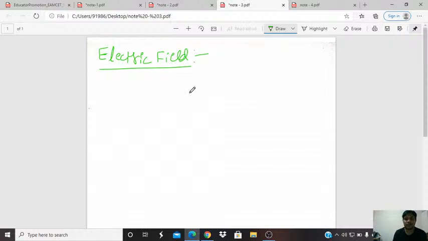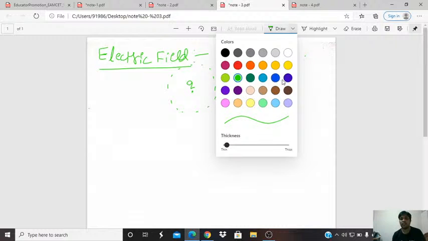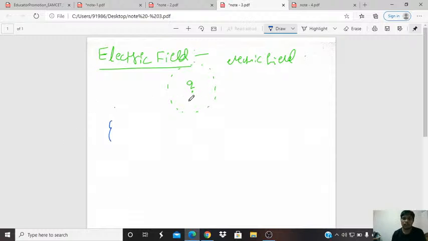See electric field. See generally when you place a charge at any point, what happens? Its force of attraction or repulsion will be up to some region, right? So that region is called electric field. The region is what? Electric field. Means up to that its force of attraction or repulsion will act if another charge is placed. If another charge is placed, na, its influence can act.